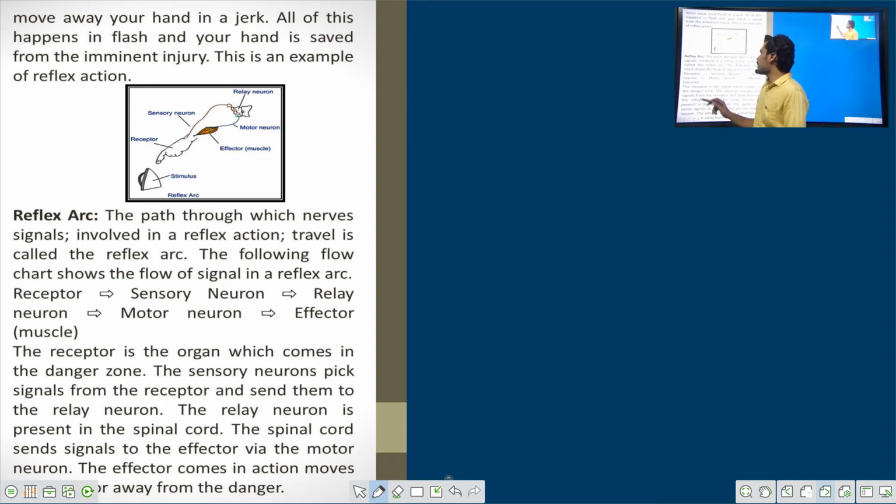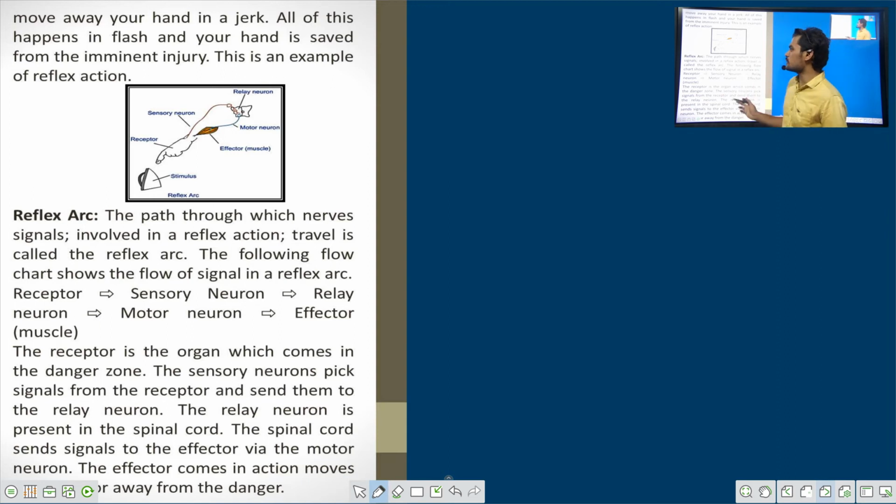The path through which nerve signals involved in a reflex action travel is called the reflex arc. So the arc helps you understand how to respond to the stimulus. It gives a signal. Now this is an iron box. Whether I should touch it or not, it will give you an analytical answer to yourself on whether you have to touch it or not. The action is known as reflex action. The path to act on that is known as the reflex arc.